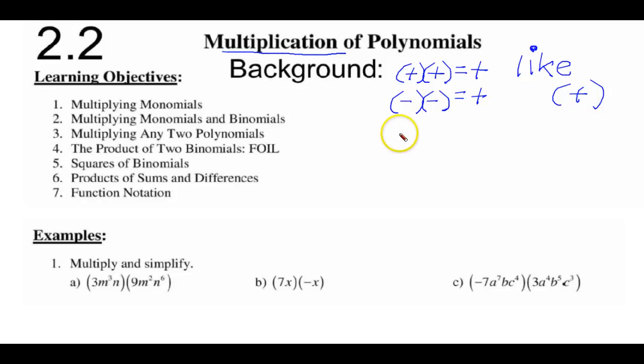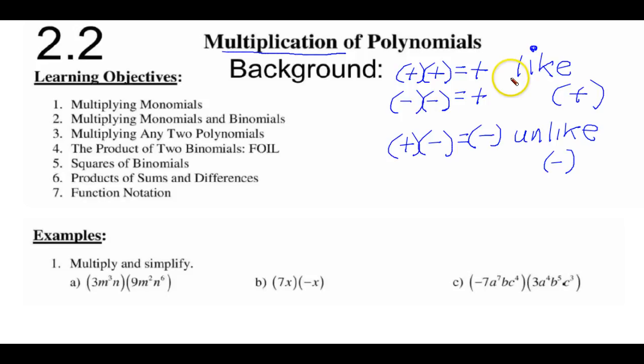And then the other is, if one is positive and one is negative, the results are always negative. So these signs are unlike. Multiplying unlike signs, the result is negative. So this is a little recipe and rule for working with the signs. Now let's get on to some examples.